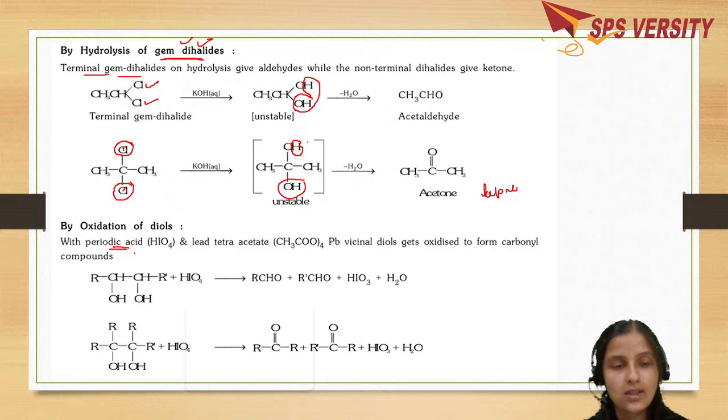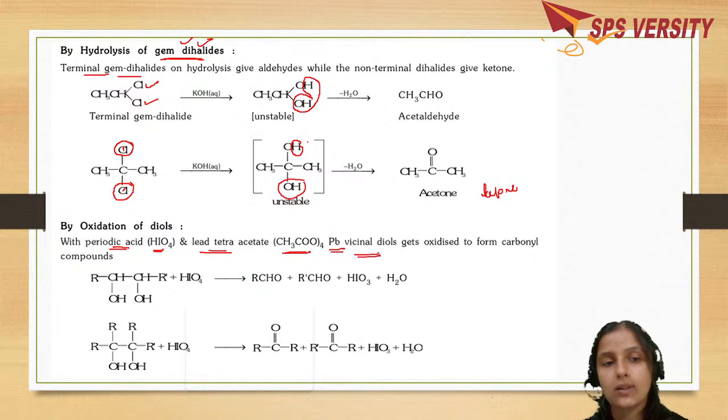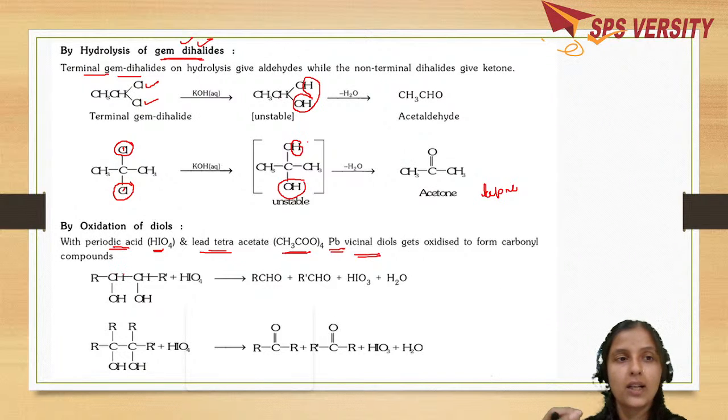When periodic acid, that's HIO4, is treated with lead tetraacetate, that's lead and tetraacetate, the charge on the lead is 4 and this is the acetate ion, you are going to get (CH3COO)4Pb. Vicinal diols get oxidized. What do you mean by vicinal diols? Geminal dihalides are geminal in the sense two groups are attached to the same carbon. If it is vicinal, they are attached to the neighboring carbon atoms. Then they get oxidized in the presence of periodic acid, which is going to provide the oxygen.